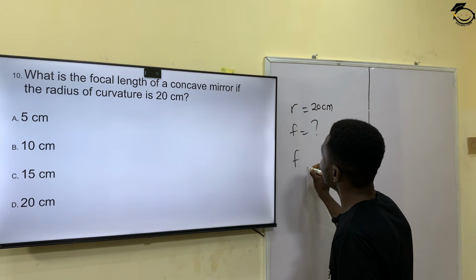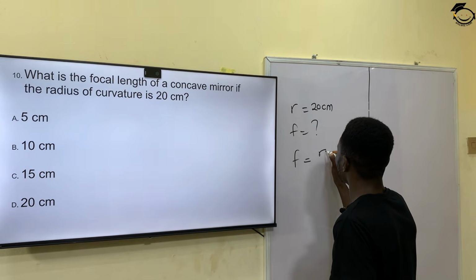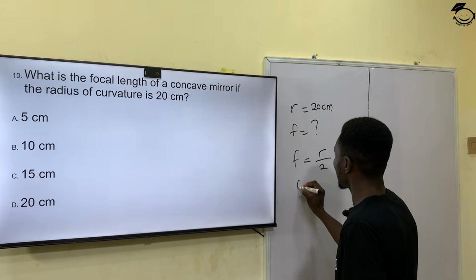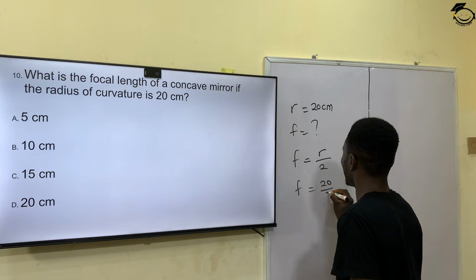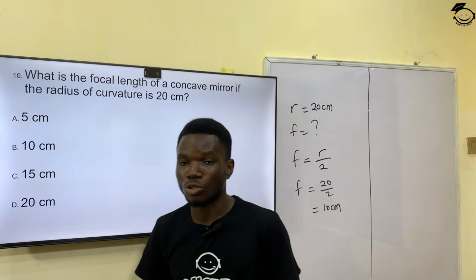We know that the focal length of the concave mirror is equal to the radius of curvature divided by 2. So this means that my focal length is equal to 20 divided by 2, and that will give me 10 centimeters. So the correct answer is option B.